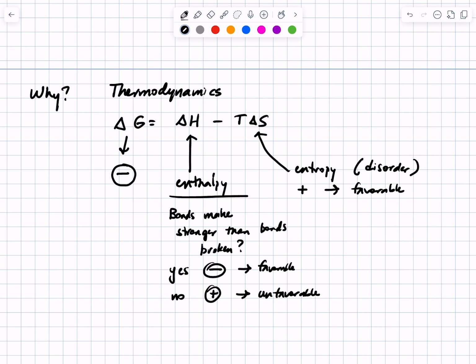For the most part, in organic chemistry, when trying to get a sense for whether a reaction is going to be favorable or not, we're going to focus on enthalpy and the strength of the bonds that we make versus the bonds broken. We will also take into account qualitatively disorder. Most of the time, the change in entropy for a reaction is going to be small.